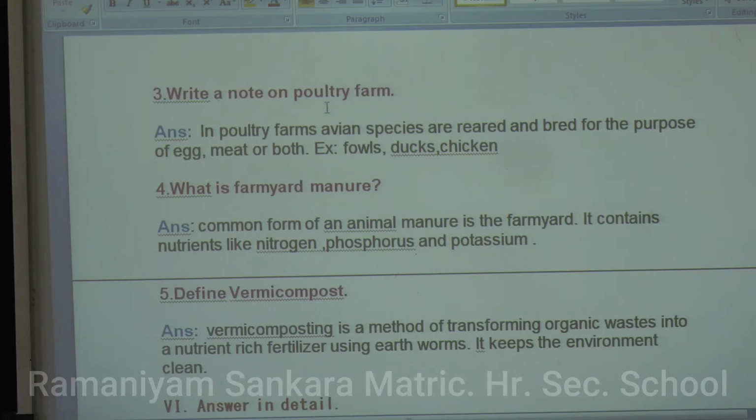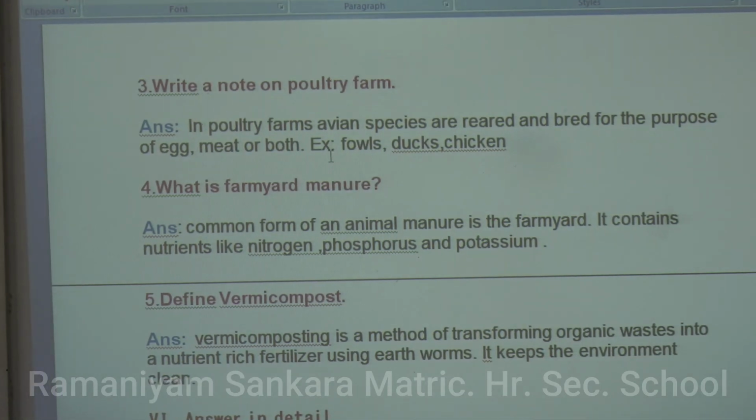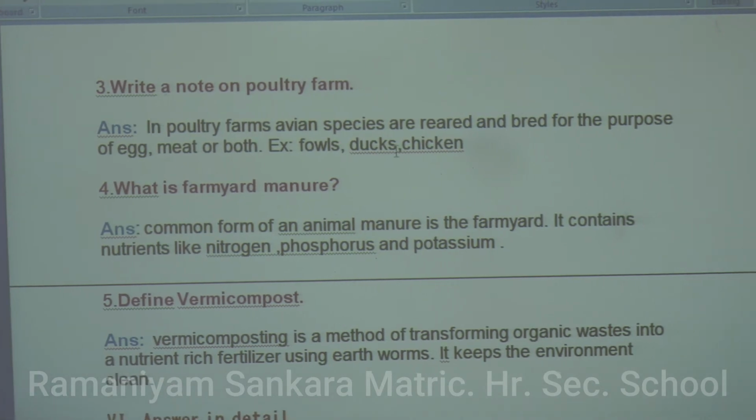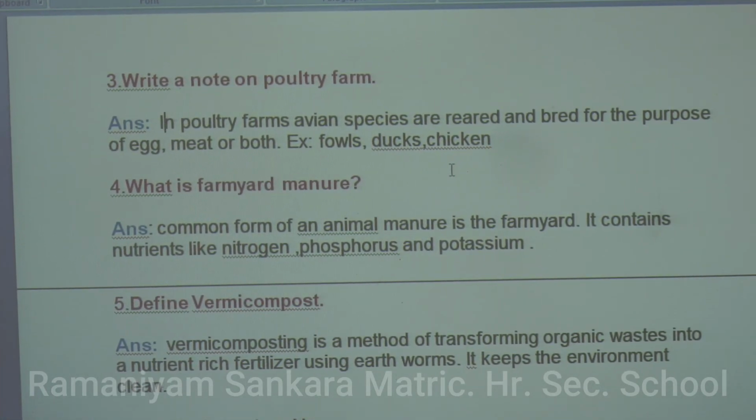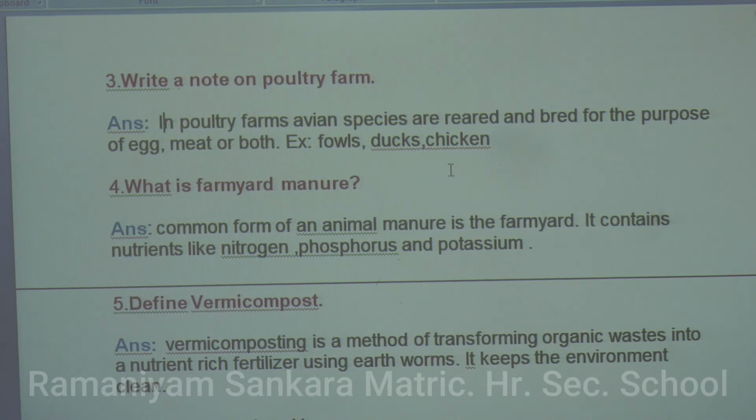Write your note on poultry farm. In poultry farms, avian species are reared and bred for the purpose of egg, meat or both. Okay, so examples: fowls, chickens, ducks. So what is a poultry farm? In this farm the avian species are reared. Rearing means they are grown up.